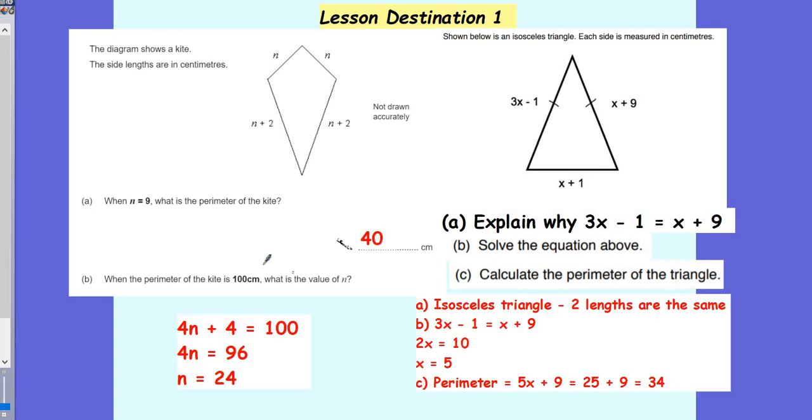Okay, Year 7, here are the answers. You should have got 40, n was equal to 24, x is equal to 5, and the perimeter is 34. The reason why 3x minus 1 equals x plus 9 is that it's an isosceles triangle, so those two lengths are the same.